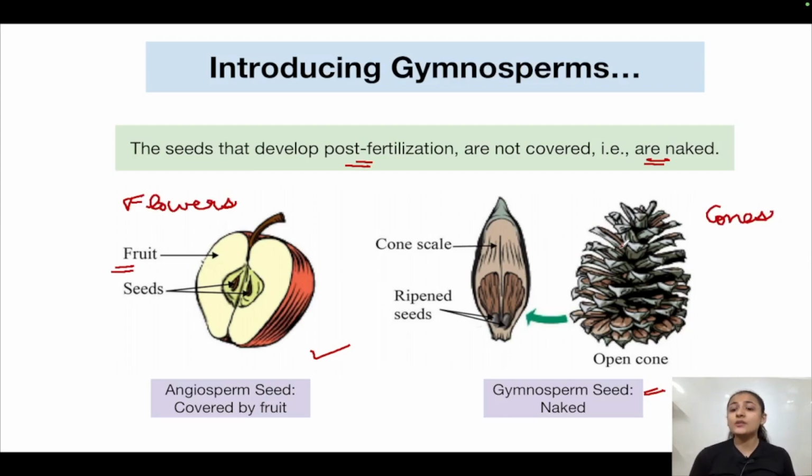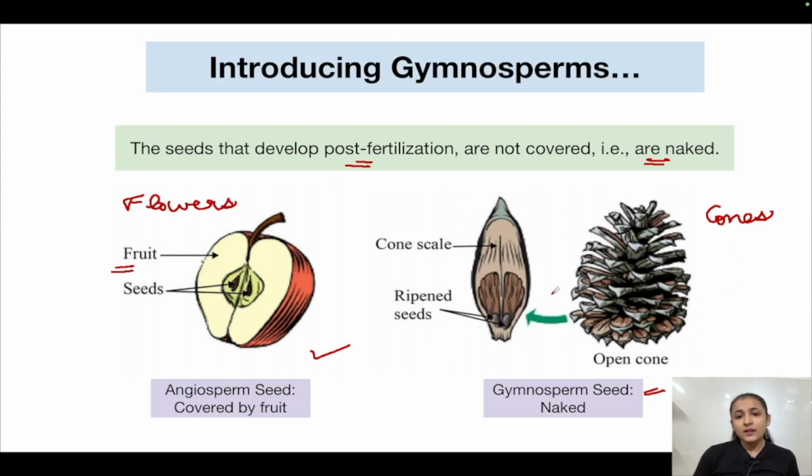Now cones also are not present in all of the gymnosperms. In most of the gymnosperms, cones are present, because conifers is one of the groups that falls under gymnosperms. Apart from conifers, there are other groups also, but conifers is the largest group that comes under gymnosperms, and all the members of conifers bear cones. So as you can see, this is the image of a cone.